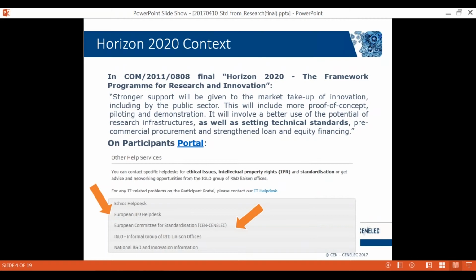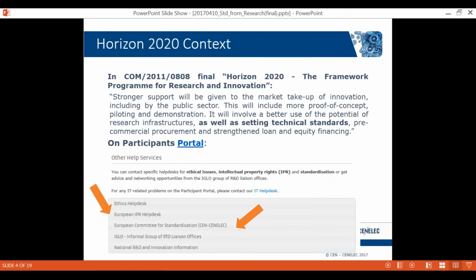As you can see as well, the European Committee for Standardization, both CEN and CENELEC, are also identified on the European Commission website as one of the organizations to support researchers and project proposers in addressing innovation and in addressing different ways of transferring innovative results to the market.